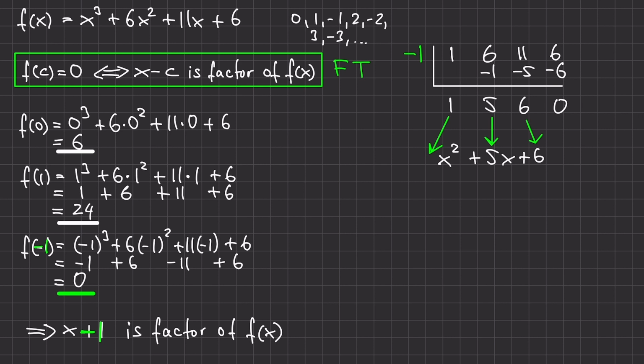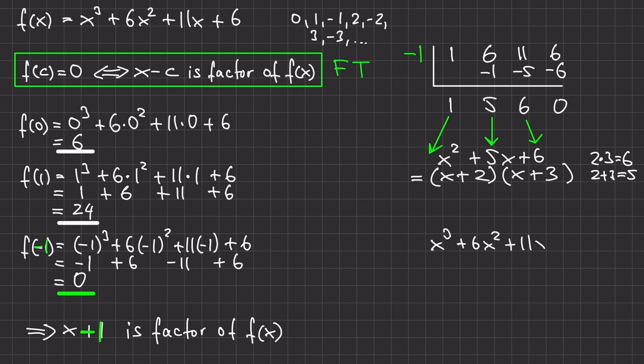Factoring quadratic functions is simple. Two times 3 equals 6, and 2 plus 3 equals 5. So the factors are x plus 2 and x plus 3. So x cubed plus 6x squared plus 11x plus 6 equals x plus 1 in parentheses times x plus 2 in parentheses times x plus 3 in parentheses.